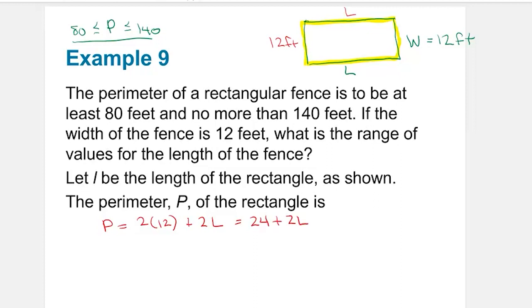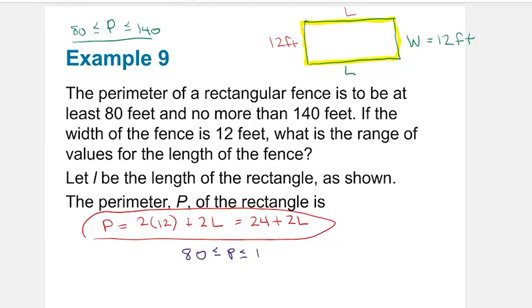Okay, and we know the perimeter is between 80 and 140. So I can take this equation right here and put it in there for P. So what do I get? I get 80 is less than or equal to P, which is less than or equal to 140. But P I already know, so I'm not going to put P again. I'm going to put 24 plus 2L, and that's less than or equal to 140.